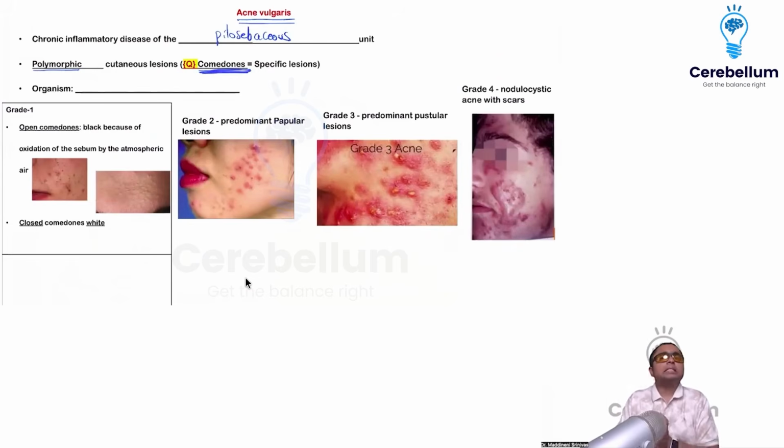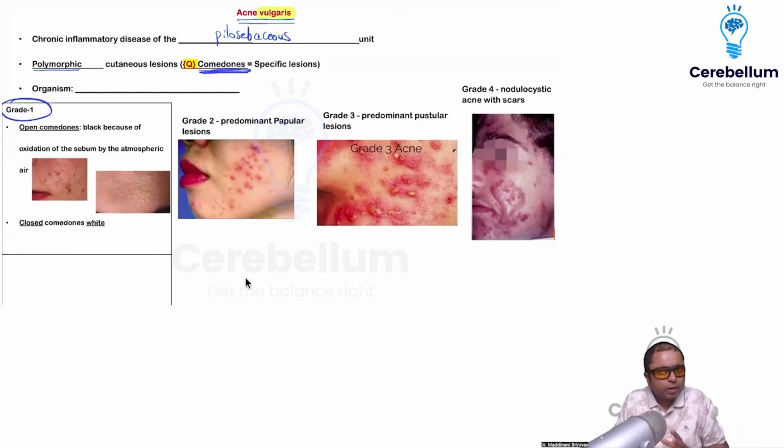Basically, acne vulgaris is the most common variety of acne. There are other types of acne also, but because the vulgaris term is there, this is the most common variant. And what are the grades which you need to know? There are 4 grades, 1, 2, 3, 4. In grade 1, the patients are going to have predominantly blackheads and whiteheads, which are the open comedones and the closed comedones.